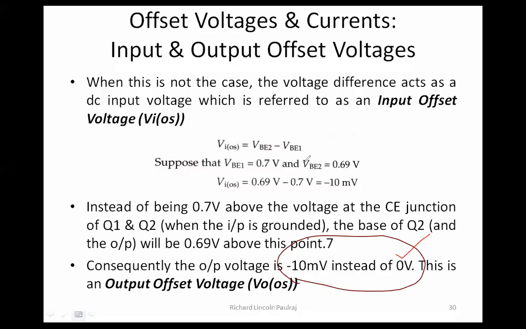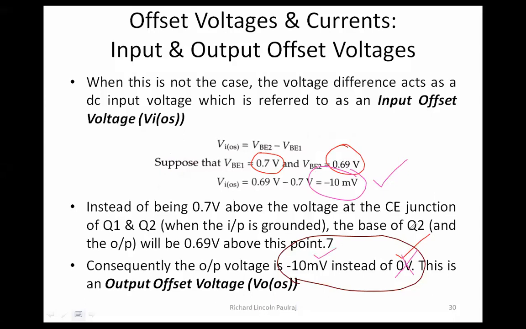But here the differences are not cancelled, there is a different voltage, right? You can see that there is 0.7 here. You can see that there is about 0.69 here. And once we subtract them, we are getting about 10 millivolts. So this is what is going to appear at the output side. Hence I am not getting 0, but I am getting about minus 10 millivolts.